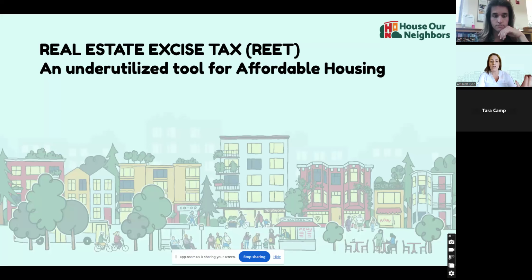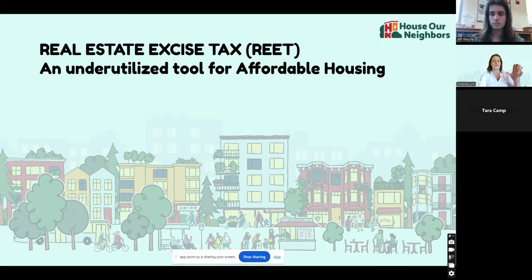Seeing all breadth of knowledge. We have people who don't know what it is, haven't heard of it before, kind of know what it is, or are interested to know what it is. So REET stands for Real Estate Excise Tax.